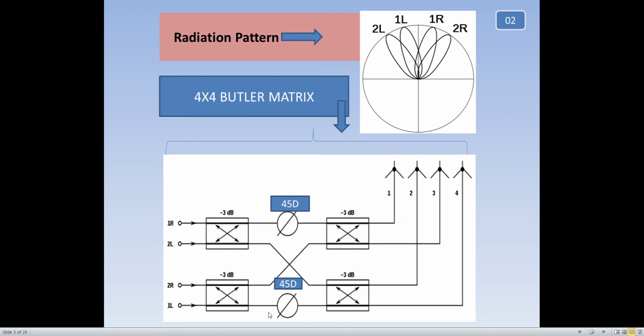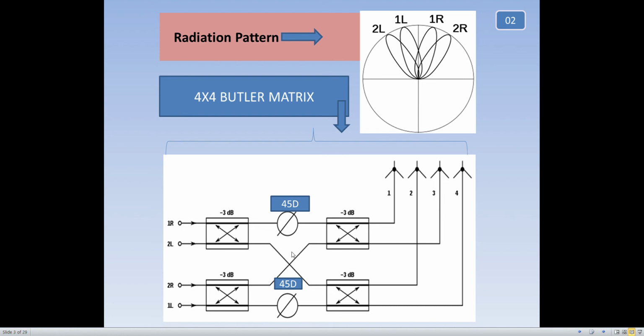We can see here that the 4x4 Butler matrix consists of this coupler. This is the 3 dB 90-degree branch line coupler. This is the 45-degree phase shifter. This is again the coupler, and this one is a crossover. We will be going further and we will see how to design these basic individual elements as well, so that we can finally achieve our Butler matrix.